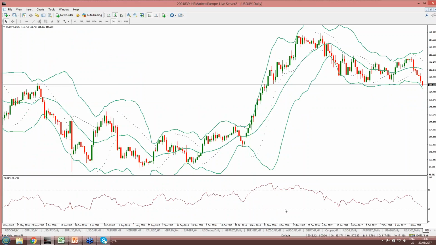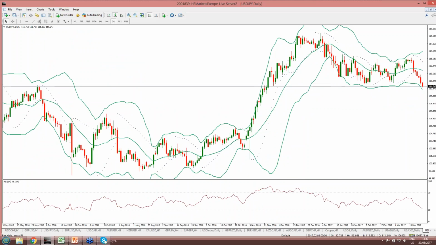So how would you use these together? Let's have a look. I've just put the parabolic SAR on. Parabolic SAR stands for stop and reverse, so we get to a point where we turn around. So it's like the extremes of the Bollinger Bands. Here, for instance, can everybody see the parabolic SARs on there? The little dots are on here, though they're not very clear.